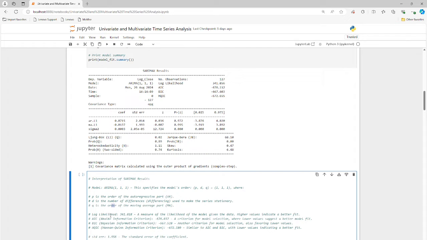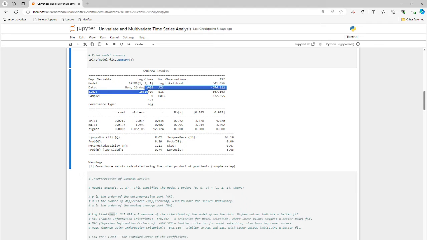Log is the likelihood, 341.18. I'm looking for that. Where's the log? It is a measure of the likelihood of the model to fit the data, and higher values indicate a better fit. 341, but I'm not seeing the 341. Sorry, let me pause for a minute. Where's the 341? I do not see that. Oh, here it is. Yeah, okay. Upper right, 341.